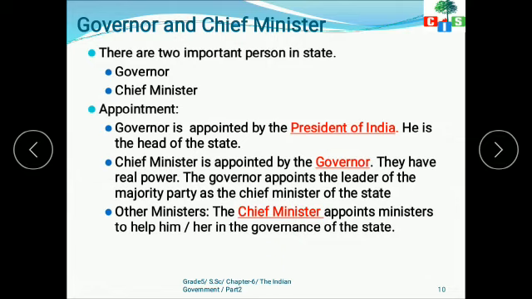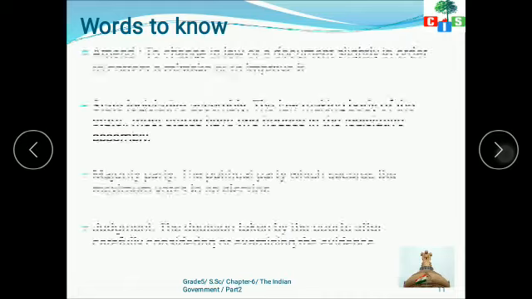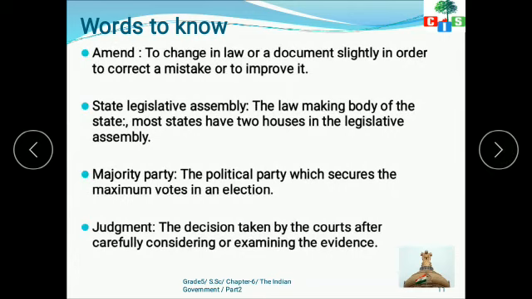Okay, now let's discuss the words to know. What are the words which you have to remember? These are given in your textbook also. First is amend: to change a law or a document slightly in order to correct a mistake or to improve it. So if you want to change any law, we will say that the law is being amended. If we want to add something or correct something, that is known as amend.